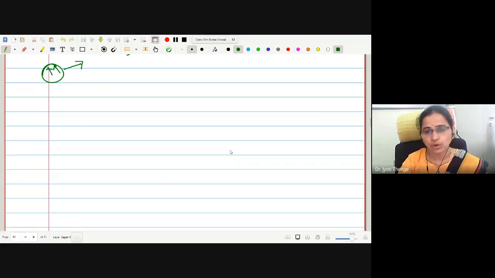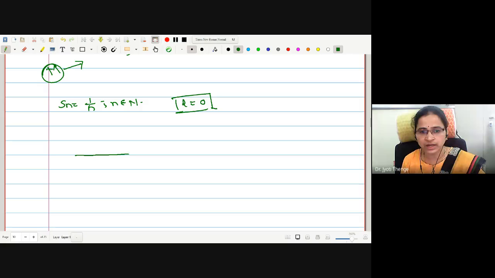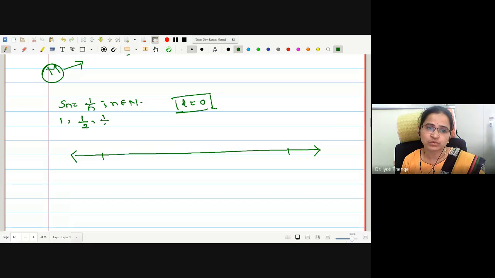Yes, ma'am. Okay. Let us take an example: Sn is equal to 1 by n for n in N. What is the limit point we know? 0 is the limit point. Now we'll try to find out for every epsilon how that n is going to change. Yesterday we have marked it already. What is the first point of the sequence? 1. Second point? 1 by 2, 1 by 3, 1 by 4 and so on.